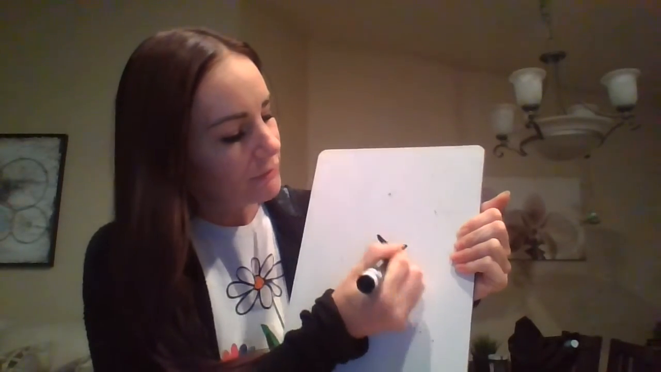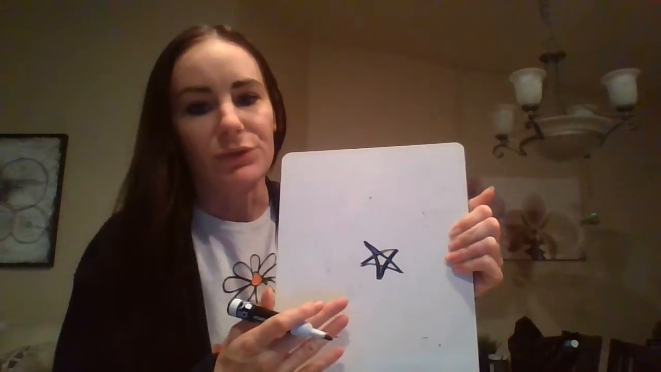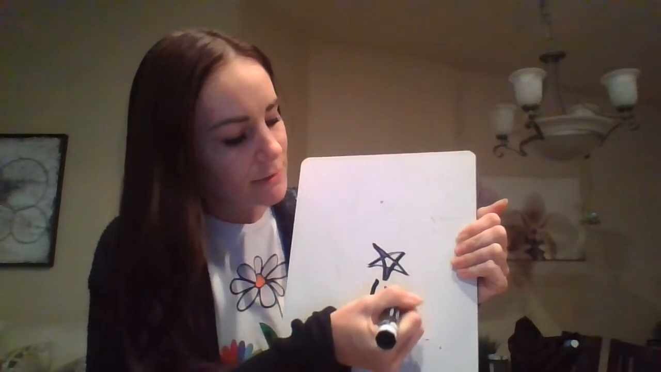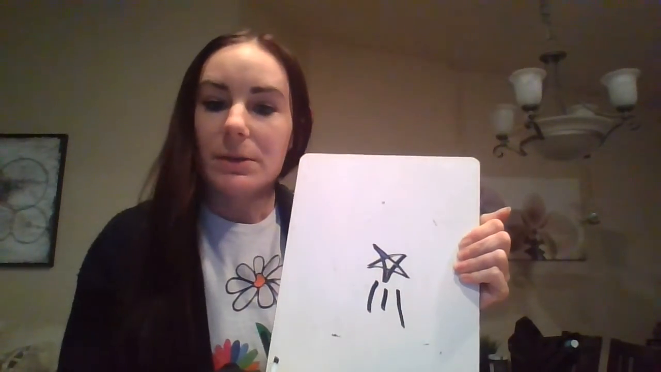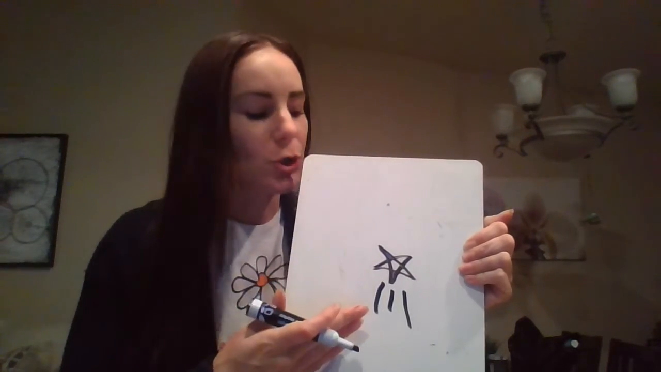So here we have a star, and it's just standing still. It's not moving. But if you add lines, now it looks like a moving shooting star. So just by adding lines, it can show movement.